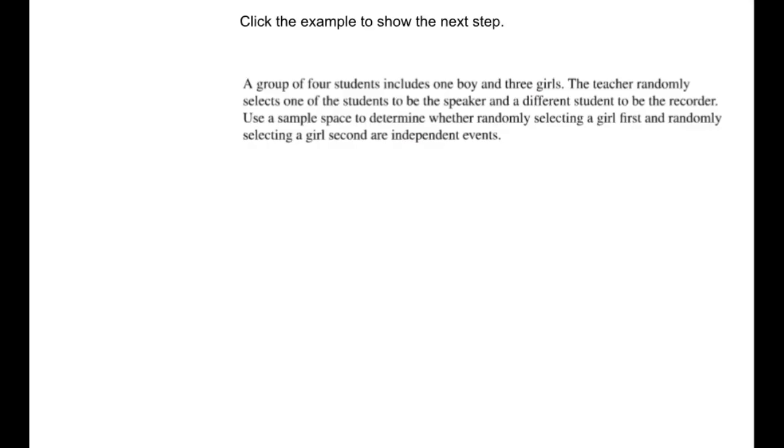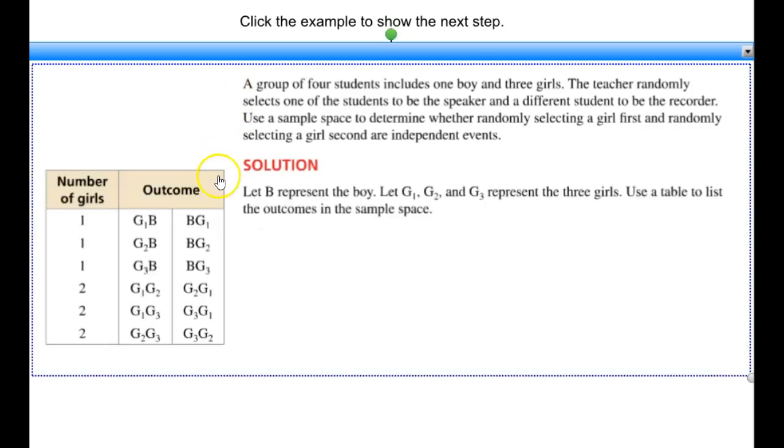So now let's look at example number 3. A group of 4 students includes 1 boy and 3 girls. The teacher randomly selects one of the students to be the speaker and a different student to be the recorder. Use a sample space to determine whether randomly selecting a girl first and randomly selecting a girl second are independent events. So first I want to write out my sample space.